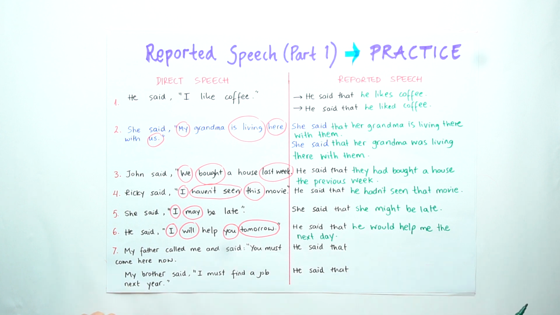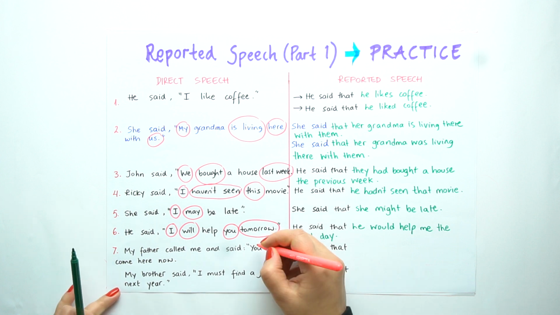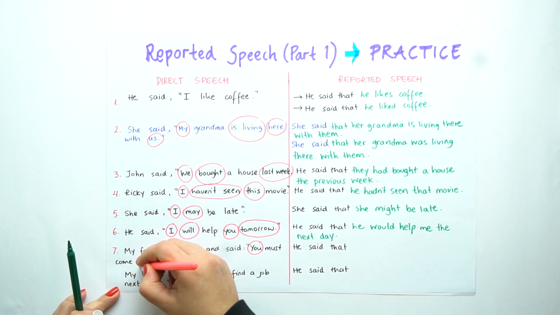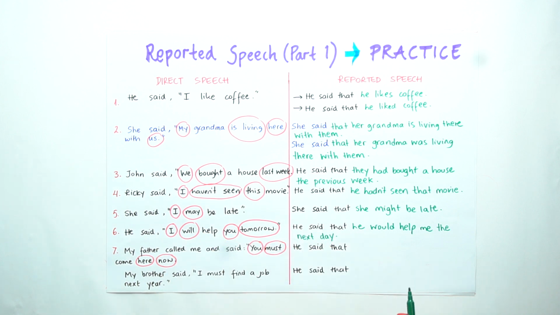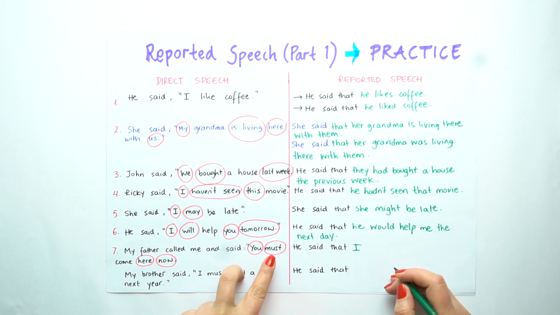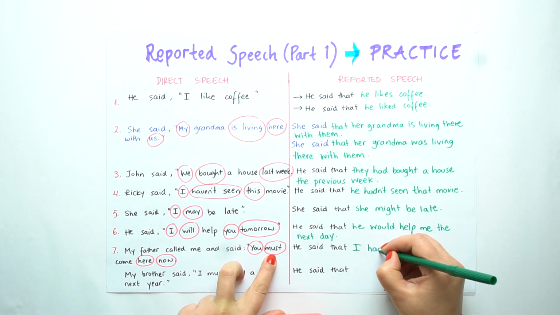My father called me and said, you must come here tomorrow. My brother said, I must find the job next year. Well, there are two sentences here and there's a slight difference. That's what I'm going to explain right now. In the first sentence, it was in the past, so I have to change everything. Remember, instead of you, so my father called me. So my father was talking to me. He said that I, right, must becomes had to.